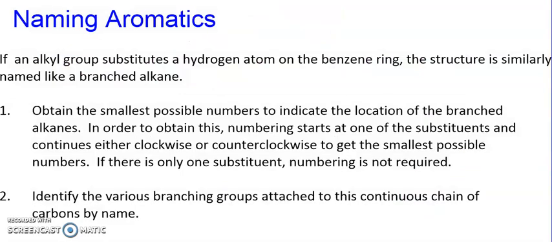Okay, so how do we name these? If an alkyl group substitutes a hydrogen atom, so instead of 6 hydrogens you have 1 or any number less, the structure is named similarly to a branched alkane. You first obtain the smallest possible numbers to indicate the location of the branches. So you still want the branches to have the lowest numbers. You start anywhere on your cyclical structure so that your numbers are the smallest. You can go clockwise or counterclockwise, it doesn't matter.